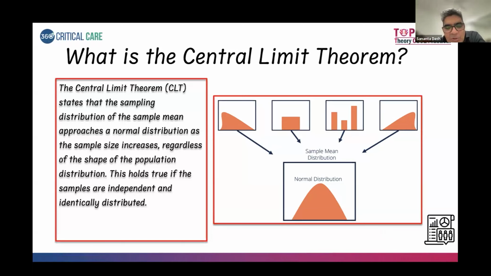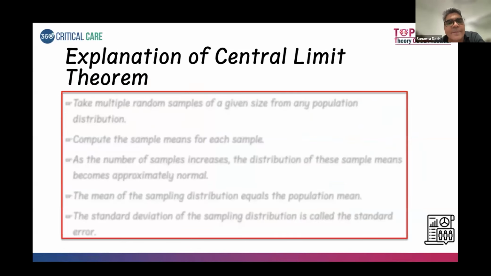But if you combine all the suburbs of Delhi together, then the distribution will be more normal. That's what the central limit theorem is, regardless of the shape of the population distribution. So individually they will be different, but if you combine all of them, the data more or less reaches a normal distribution. This holds true if the samples are independent and identically distributed. That's the gist of the central limit theorem. Basically, if you increase your sample size, your data tend to be normally distributed.